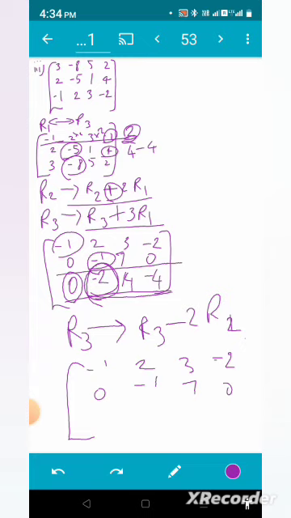We change with R2, 2 into R2. R3 minus 2R2. So R3 is 0 minus 0 is 0. Minus of minus is plus, so plus 2. Minus 2 plus 2 is 0. 14 minus 14, that is also 0, because 7 into 2 is 14. So 0 here. Then minus 4 into 0, that is minus 4. So minus 4 here.